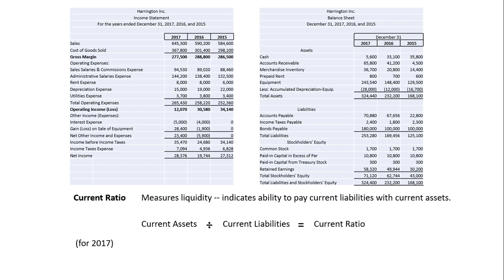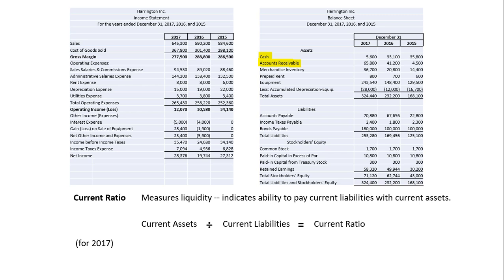For 2017, the first asset is cash. Cash is always a current asset. Next is accounts receivable. Since we would assume that Harrington, like most companies, gives its on-account customers 30 days or so to pay, we assume that the receivables will turn into cash well within a year. So receivables are a current asset.